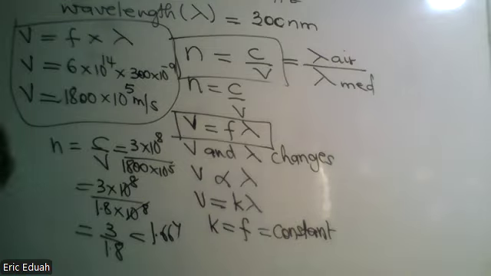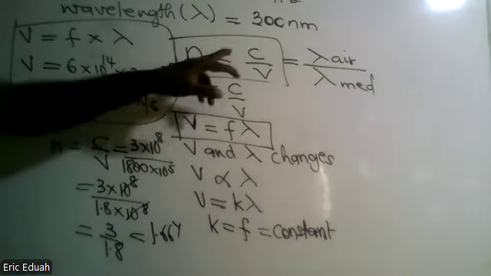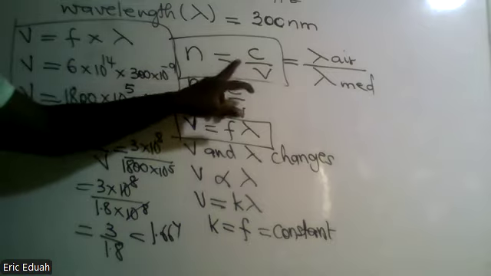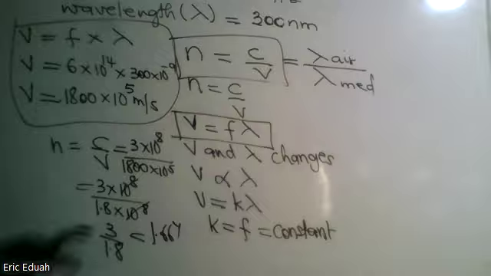Okay, so if you want to use refractive index equal to speed of light in air over speed of light in a medium, that's it.